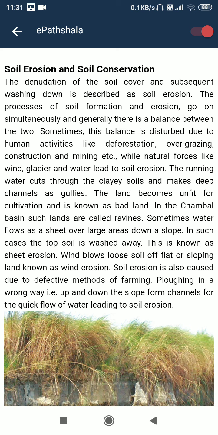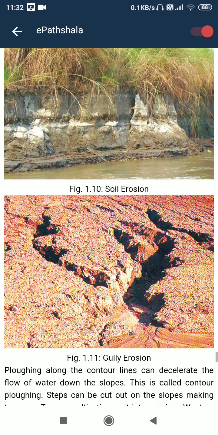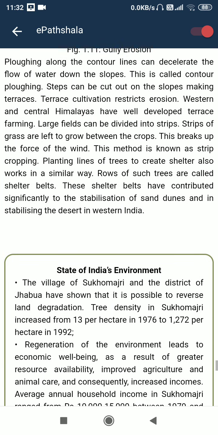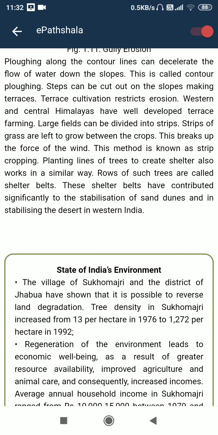Sometimes water flows as a sheet over large areas down a slope. In such cases, the topsoil is washed away. This is known as sheet erosion. Wind blowing loose soil off flat or sloping land is known as wind erosion. Soil erosion is also caused due to defective methods of farming. Ploughing in a wrong way, that is up and down the slope, forms channels for the quick flow of water, leading to soil erosion. Ploughing along the contour lines can decelerate the flow of water down the slope. This is called contour ploughing.